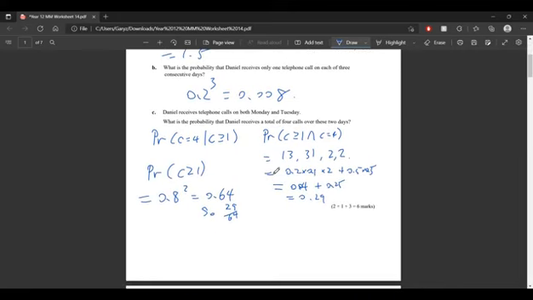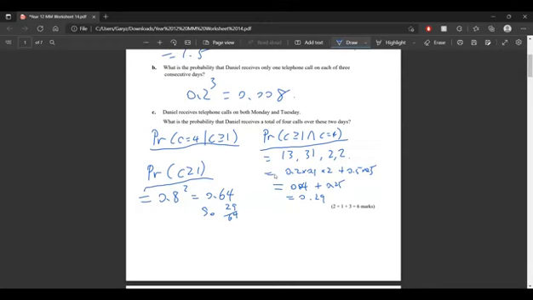The final question, Daniel received phone calls on both Monday and Tuesday. What is the probability that Daniel received a total of 4 calls over these 2 days? So basically, we're looking for the conditional probability of calls equals 4, given that calls for Monday and Tuesday are bigger than 1. And that is just equal to the probability of calls bigger than 1 intersect calls equals 4, divided by the probability of calls bigger than or equal to 1 on Monday and Tuesday.